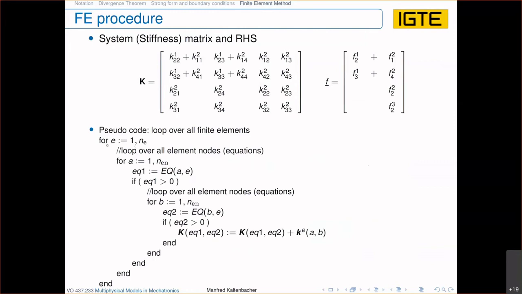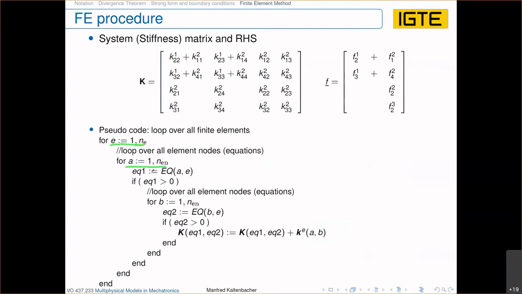So you go over all finite elements. I should get my pen. So this is important. E is the index of each finite element. For each finite element, you make a loop over all element nodes. Yeah? This is the index A, which goes from 1 to the number of element nodes. For our quadrilateral, it was 4.